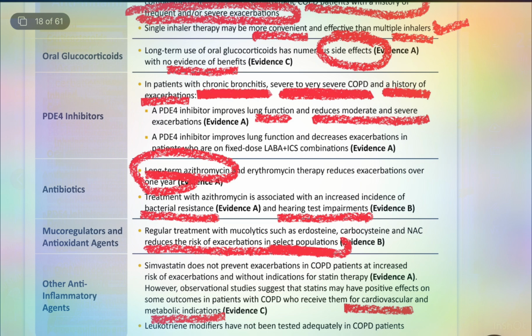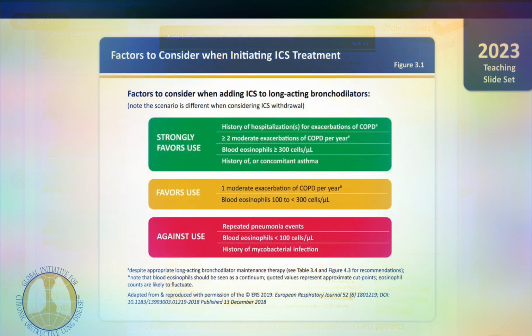Then they are telling that modifiers have not been tested adequately in COPD patients, so there is no proper data available. What about the factors to consider when initiating ICS treatment? They are telling the factors to consider when adding ICS to long-acting bronchodilator treatment, when the patient is already taking it. When should we add or not add this inhaled corticosteroid?